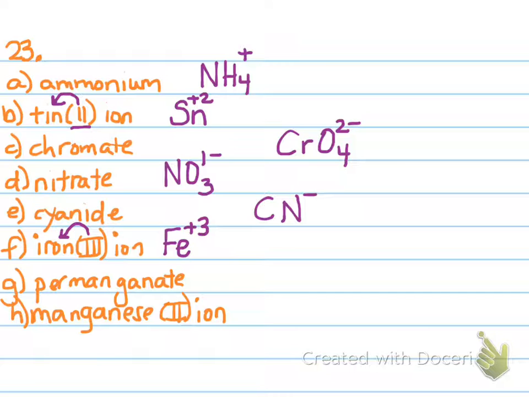Permanganate, permanganate is another one of the 10 polyatomic ions that you are memorizing. Permanganate is MnO4 with a charge of -1. And lastly, manganese 2 ion. Again, that 2 is telling me the charge on manganese. So manganese's symbol is Mn, and it has a charge of +2.